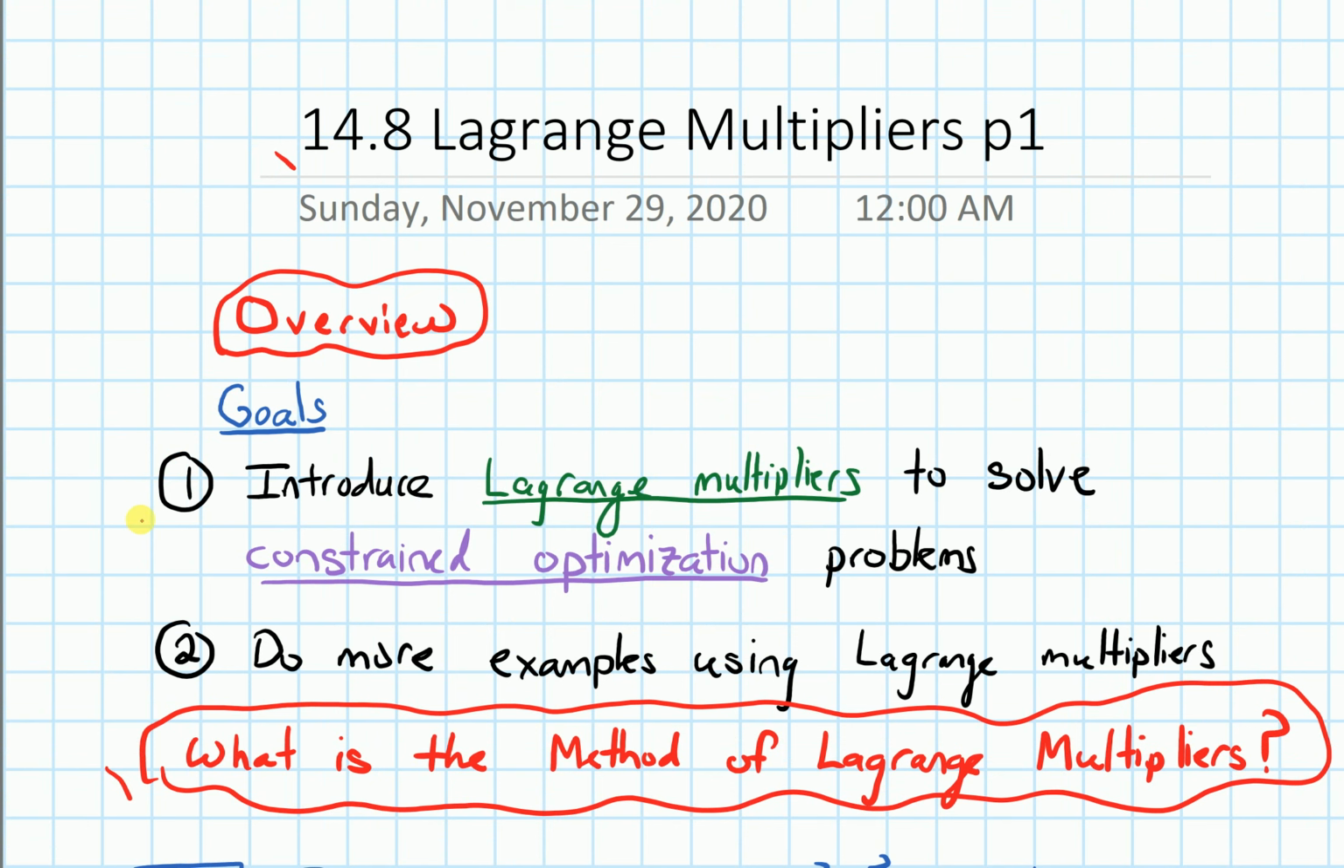Alright, so in terms of our goals for this video, we have finished our first goal, which is to introduce Lagrange multipliers and discuss how we use it to solve a constrained optimization problem. In the next two videos, we are going to do more examples. We'll look at an example in each video using this method.